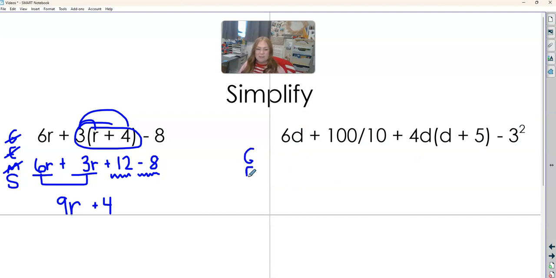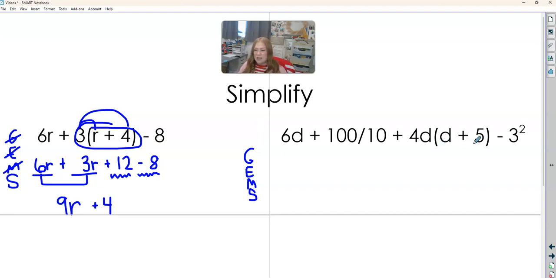So follow GEMS. So every time we write down GEMS. So we have 6d plus 10, or 100 divided by 10, plus 4d groups of d plus 5, close the parentheses, minus 3 squared. So kind of a long problem, and we want to just shrink that down to the fewest terms possible. So it looks big and overwhelming, but we follow our steps and put together what we can.